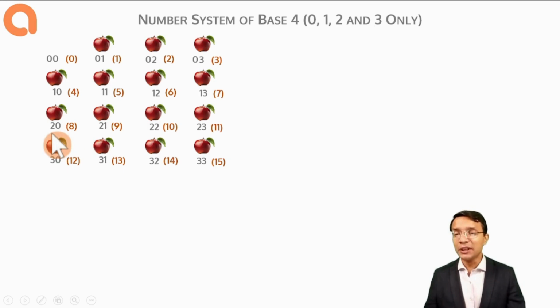Similarly, we denote the 8th apple by 20, the 9th apple by 21, and up to the 15th apple by 33. How do we denote the 16th apple? When we are finished with all our numerals and cannot write 4 in either the first digit or the second digit, we now use 3 digits to denote the 16th apple: 1 in the first digit and 0 in the second and the third digits.